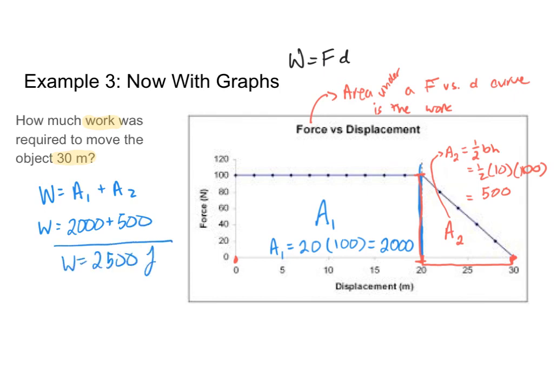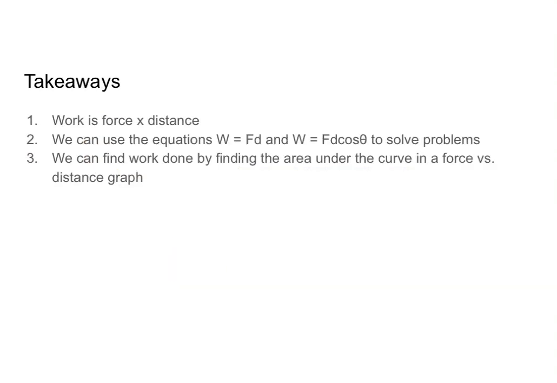Got to remember our units here. And there you have it, guys. That is the work required to move my object 30 meters. Again, I just found the area under my graph. So let's talk takeaways. First of all, work is force times distance. And we can use the equations work equals force times distance and work equals force times displacement cosine theta to solve problems. Finally, we can find work done by finding the area under the curve in a force versus displacement graph.